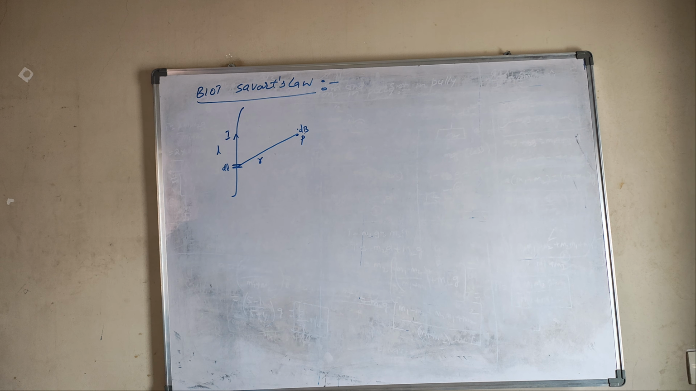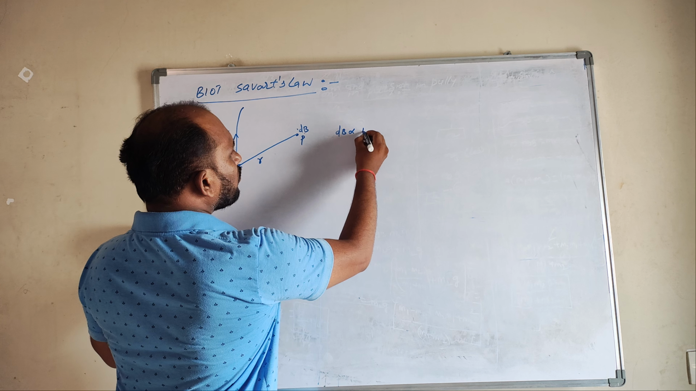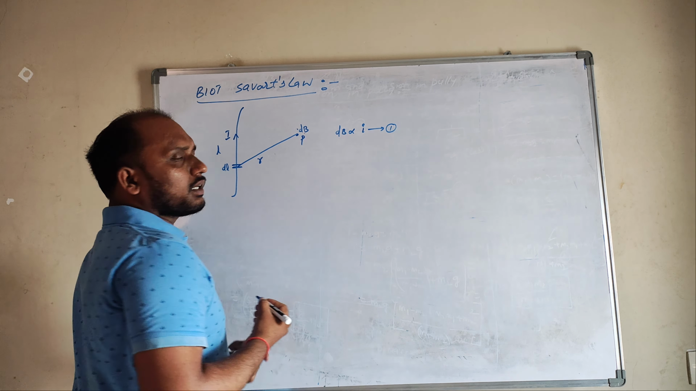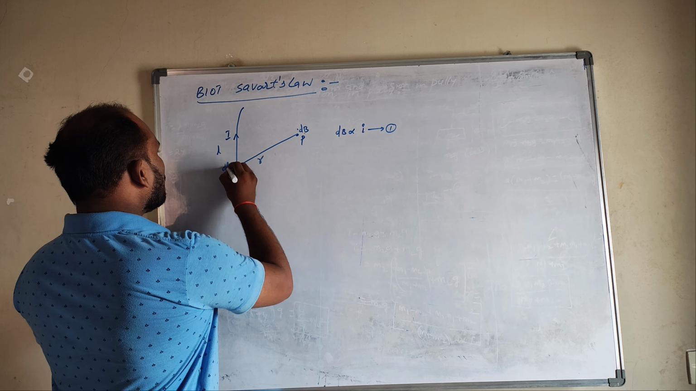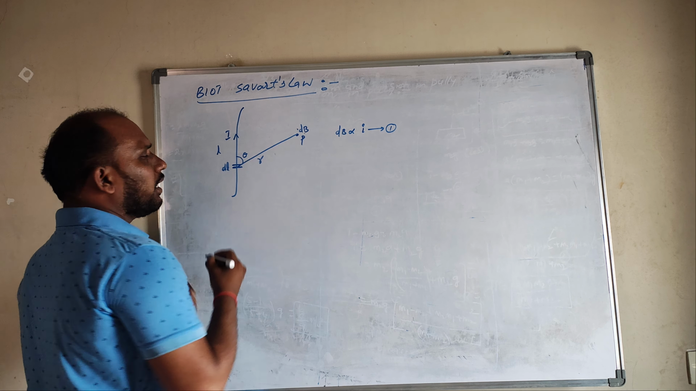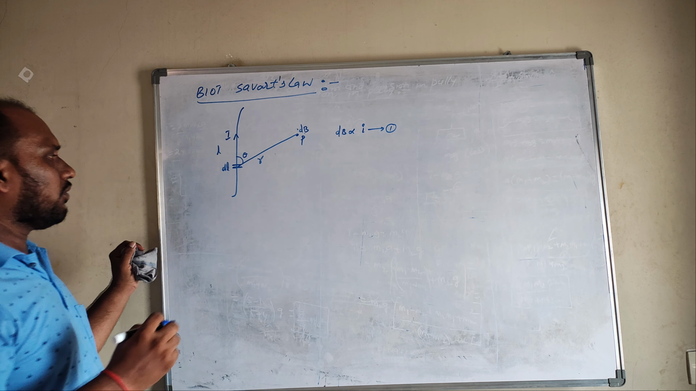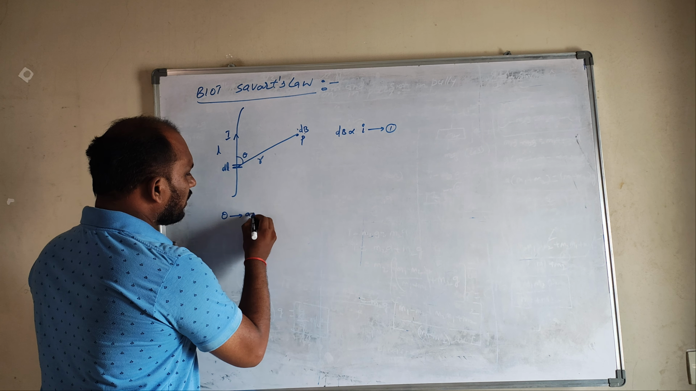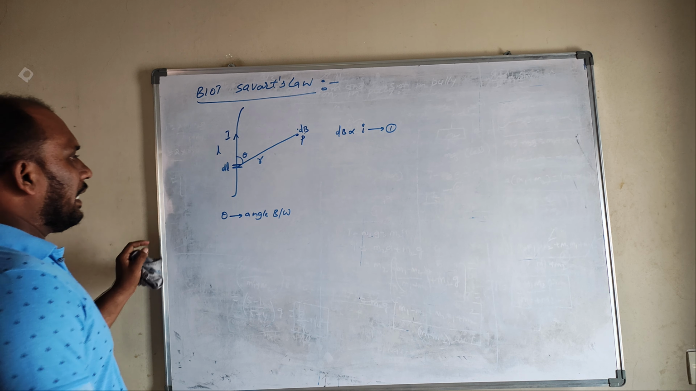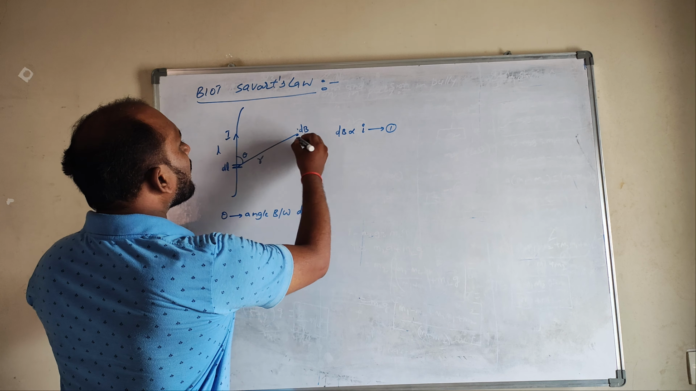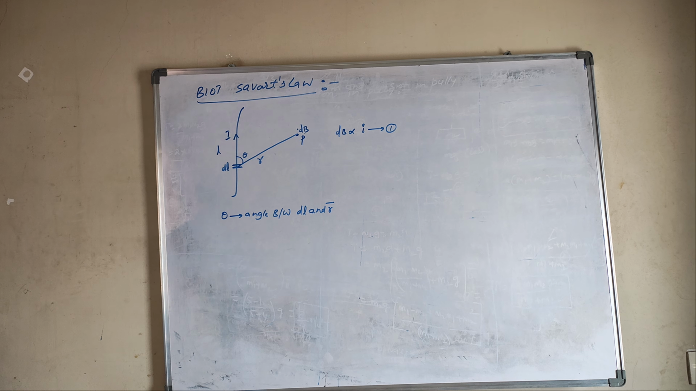According to Biot-Savart's law, dB is directly proportional to the current I in the conductor. The angle made between R and dl is theta. Keep in mind, guys, this theta is very important. Many people do not understand what the theta value is. So theta is the angle between dl and r.